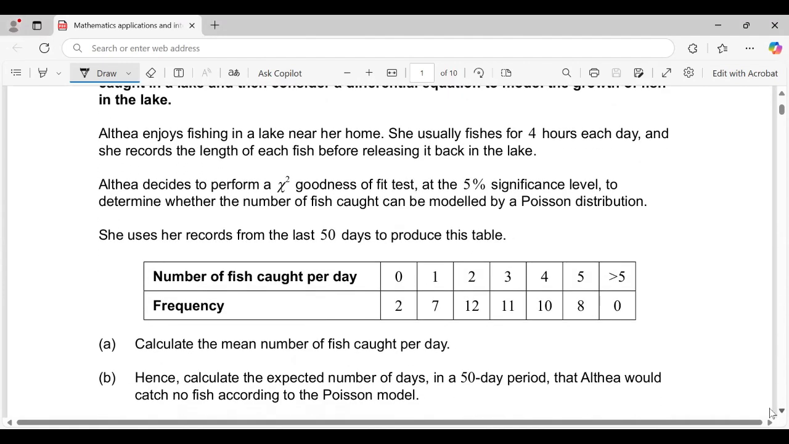Calculate the mean number of fish caught per day. So if this is X and this is F, I would like to find F times X: 0, 7, 24, 33, 40. And the sigma of F is 50, sorry, 50, not 40. Sigma of Fx is 144.